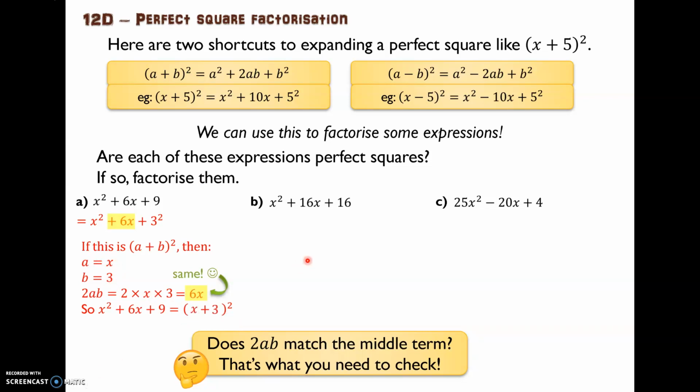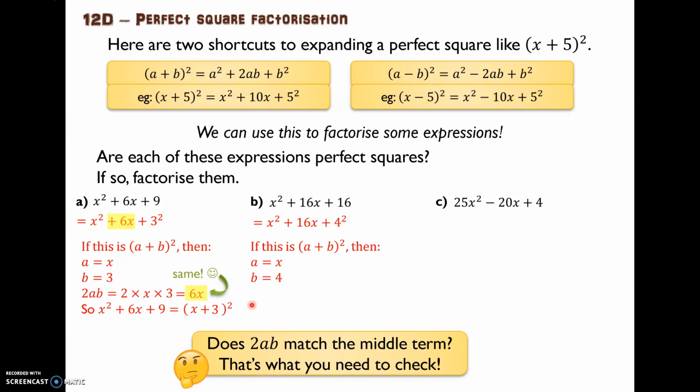Cool. Let's try another one and see if this one matches the pattern. See if we can factorize this one. Again, I want to write the first thing as something squared, which it already is. x squared, it is something squared. But 16, how can I write 16 as something squared? 16 is 4 squared. So this is looking promising. This might match this pattern, I hope, because then we can factorize it. So if this is a plus b squared, then a would be x, and b would be 4.